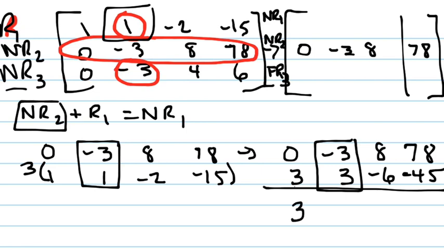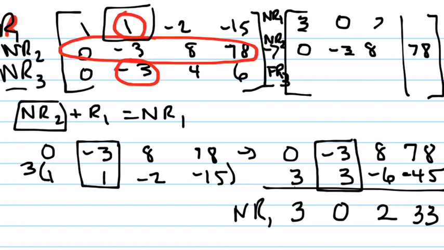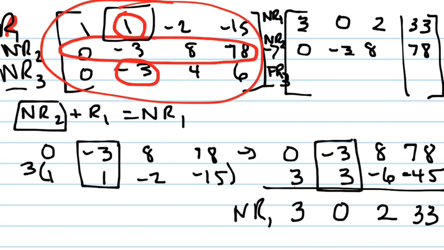0 and 3 make 3. 3 minus 3 makes 0. 8 minus 6 makes 2. 78 minus 45 gives me 33. And this thing is my new row 1. So we'll put it in position. 3, 0, 2, 33. Okay? So again, make sure that you draw out, see what I did up here in this red? Draw out what you're using and what you're trying to get rid of, and then that way it'll keep you organized.